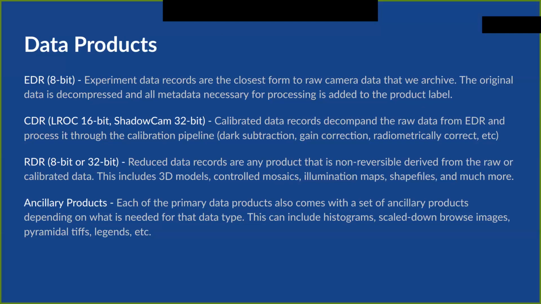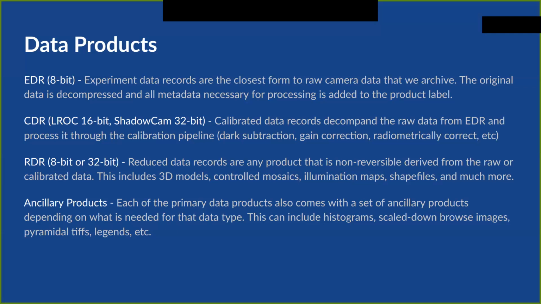The types of data products we're looking at, the primary product is our EDR, the experiment data record. This is the closest form to raw camera data that we archive. The original data from the spacecraft is decompressed, and all of the metadata necessary for further processing and understanding this data is added to a product label, and that's the EDR. It's an 8-bit product. From there, the data gets calibrated, and for LROC, this becomes a 16-bit product. For ShadowCam, this becomes a 32-bit product.